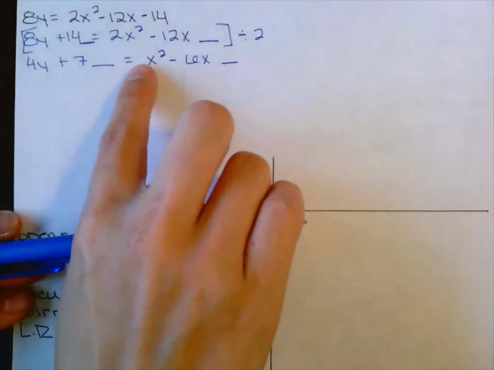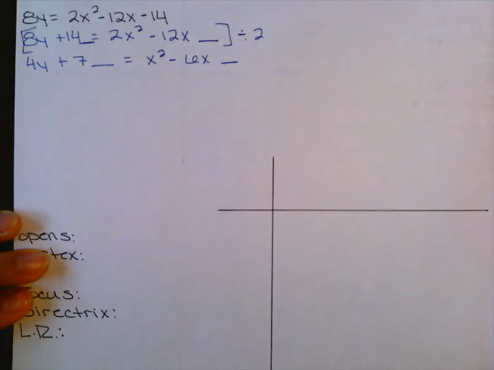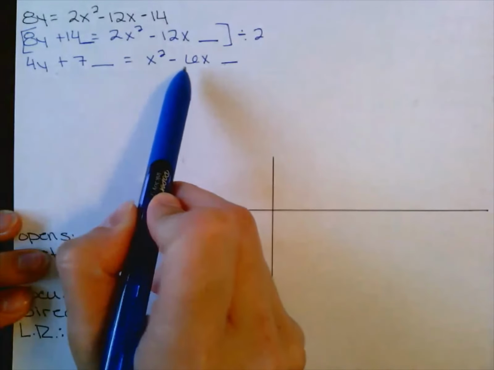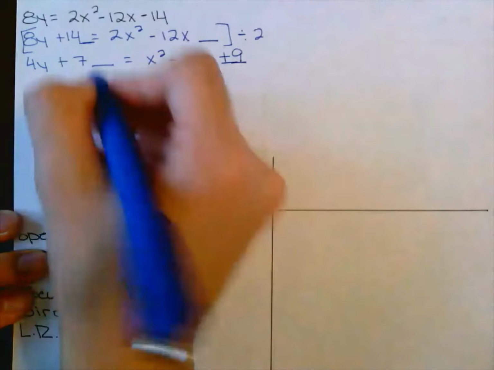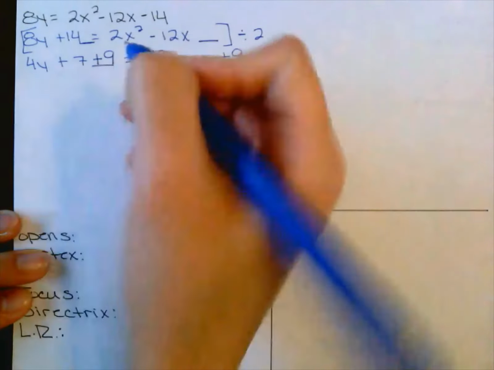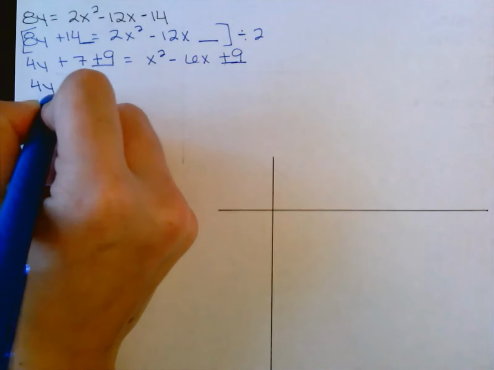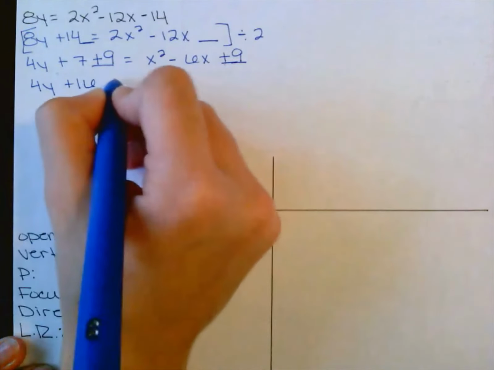If you want to rearrange and put all of these on this left side and all of these on this right side, you're allowed to do that as well. So half of a -6 is a -3. -3 squared is a 9. If I add a 9 to one side, I must do it to the other, okay? So now I'm left with 4y, 7 and 9 makes 16.